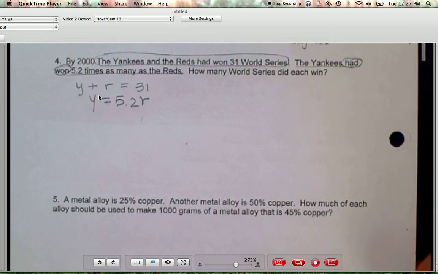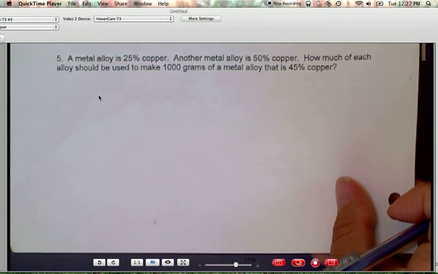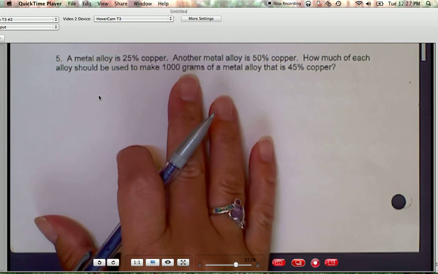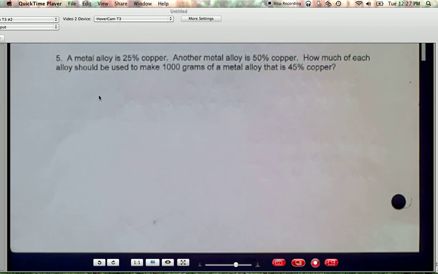Number 5 is the crazy challenging one, and we'll do another one of these in class tomorrow, but I'll do the whole thing here with you now. A metal alloy is 25% copper. Another metal alloy is 50% copper. How much of each alloy should be used to make 1,000 grams of a metal alloy that is 45% copper?